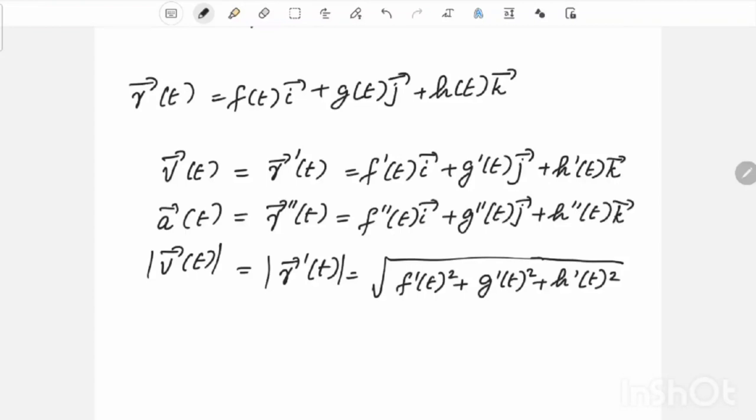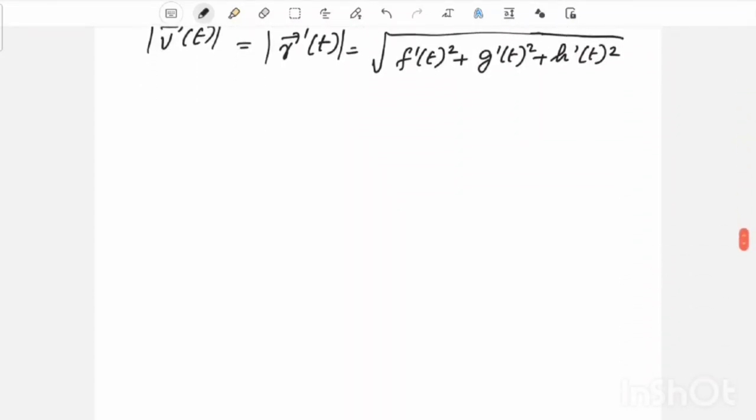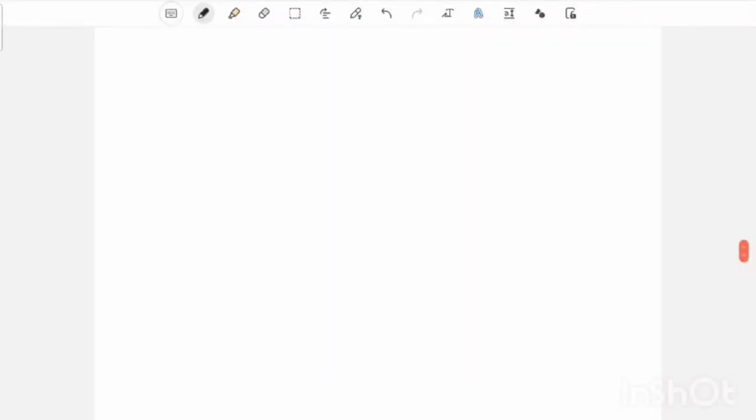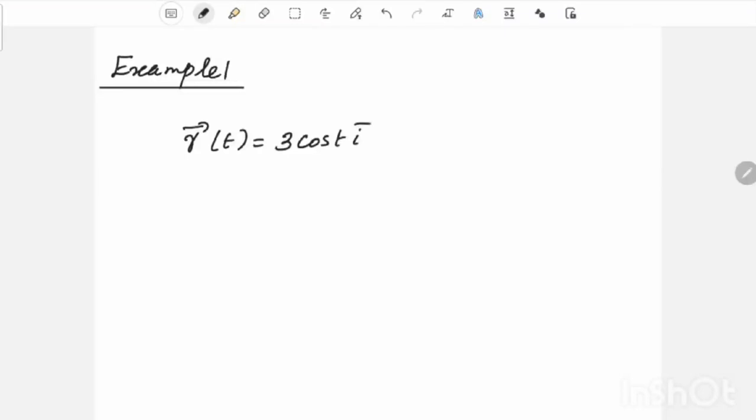Now we can have some examples for finding the velocity, acceleration and speed of the given moving objects. Example 1. Find the velocity vector, speed and acceleration vector of an object that moves along the plane curve C described by the position vector r of t is equal to 3 cos t vector i plus 2 sin t vector j.